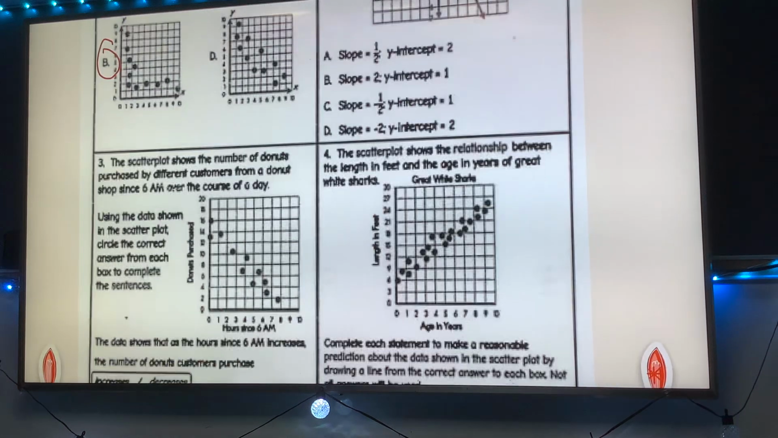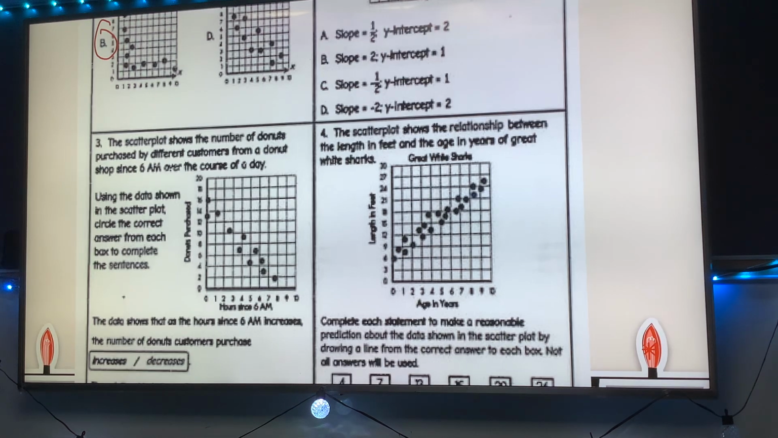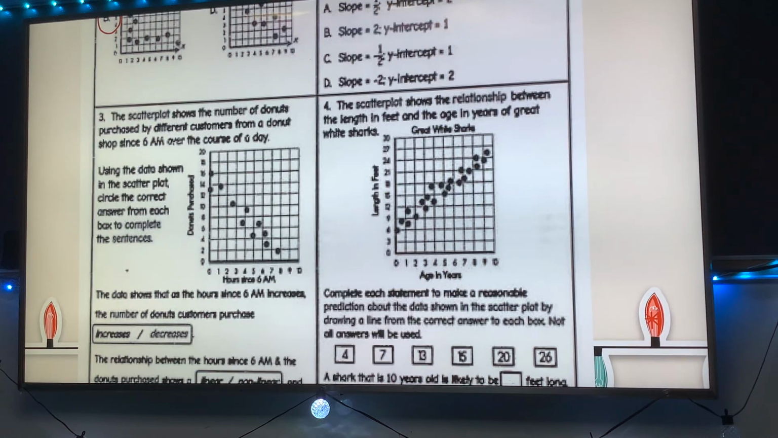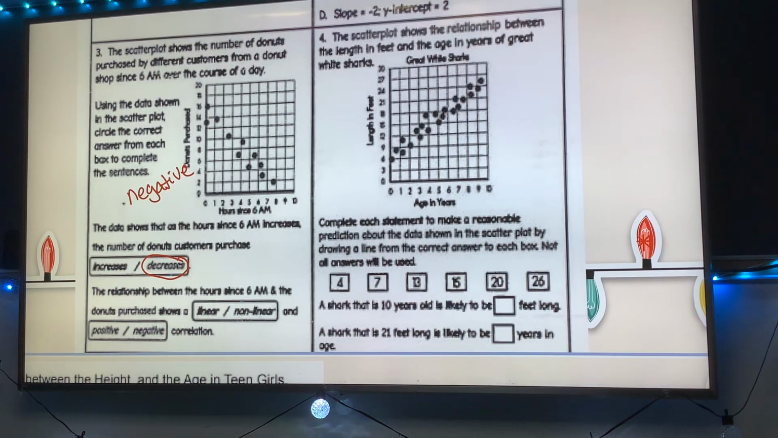If we're looking at the scatter plot, the data shows as the hours since 6 a.m. increase, the number of donuts customers purchase do what? They decrease, because it is a negative slope. So if one increases, the other one decreases. The relationship between the hours since 6 a.m. and the donuts purchased, is it linear? It sure is. And is it a positive or negative correlation? We've already said it is negative.